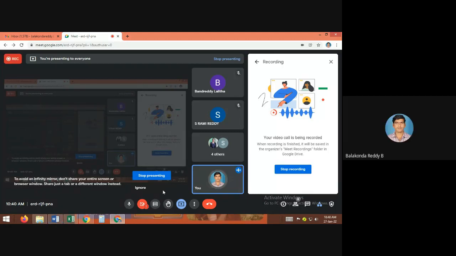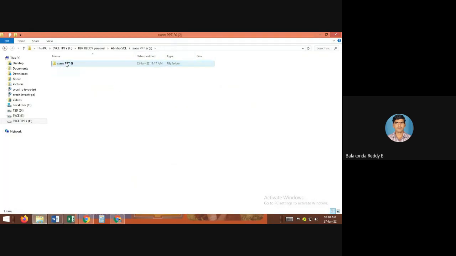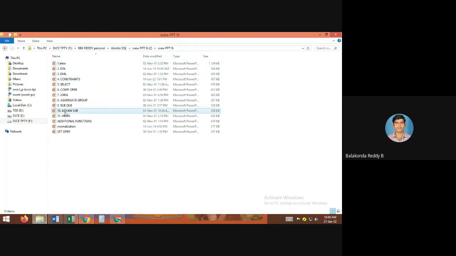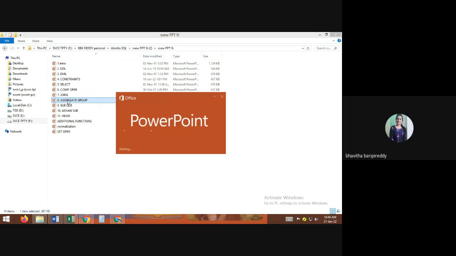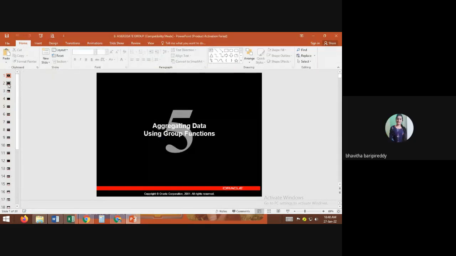Two additional keywords we discussed, that is describe and distinct. For what purpose are we using the distinct keyword? For eliminating duplicate records or rows. Yes, for eliminating duplicate rows in the resultant query.